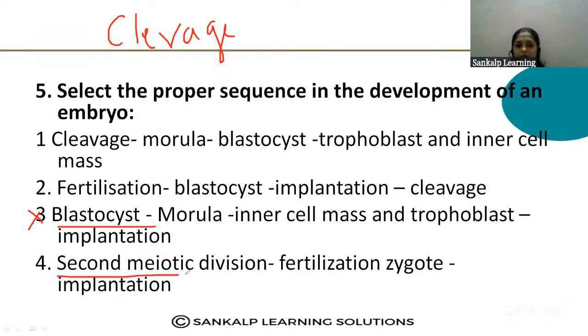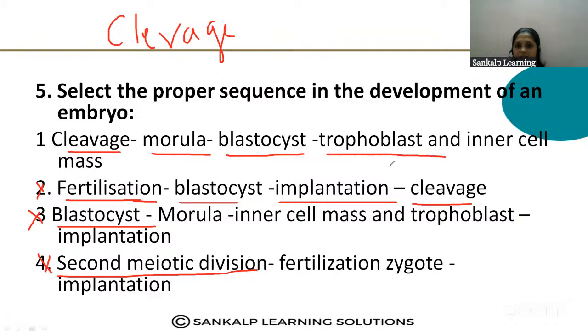And second meiotic division does not occur during the development of the embryo. And fertilization takes place before that. Blastocyst will not form, and there is no cleavage after the implantation. Look at the fourth option, it says cleavage after implantation. Cleavage does not happen after implantation. So you can say the first one is the correct answer. That is cleavage, morula, that develops into blastocyst, that contains the trophoblast and inner cell mass. So that is the correct answer, option A.